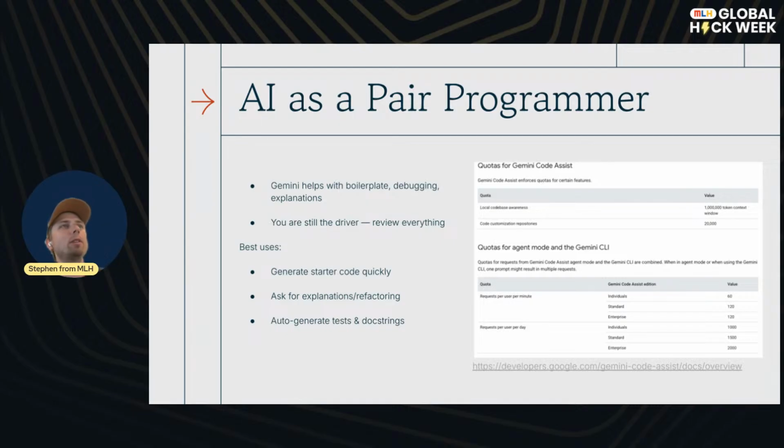And then also refactoring. If you need to refactor, I've found it to be really helpful for that. Let's say you need to merge two files together and eliminate redundant functions. And auto-generating tests and docstrings can also be good. So we will take a look at those.